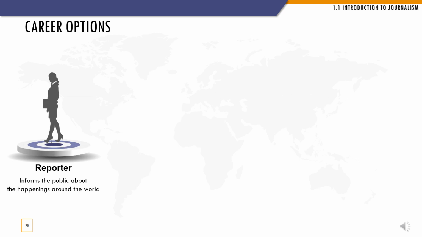Career options. There are boundless career opportunities awaiting those with a journalism degree. Here are some of the main career paths. Reporter, the very basics of practicing journalism. Reporters inform the public about the happenings around the world, spend most of the time conducting interviews and investigations, and work on a tight deadline in a fast-paced environment, wanting to be the first to publish the story.